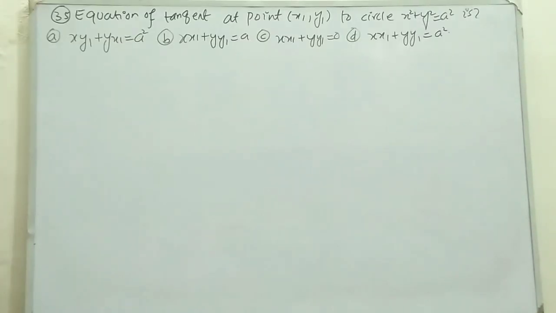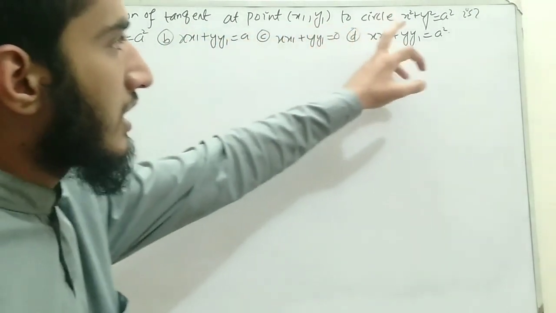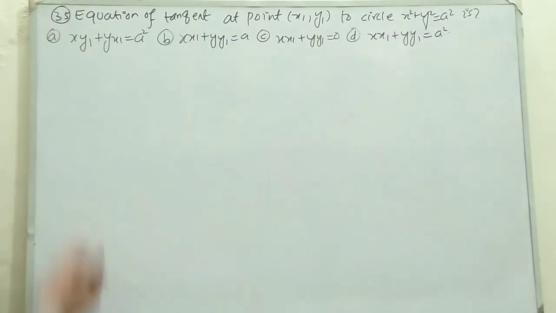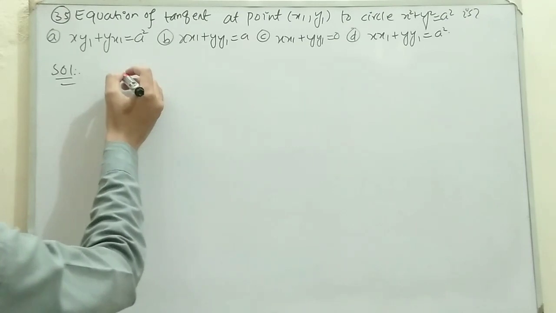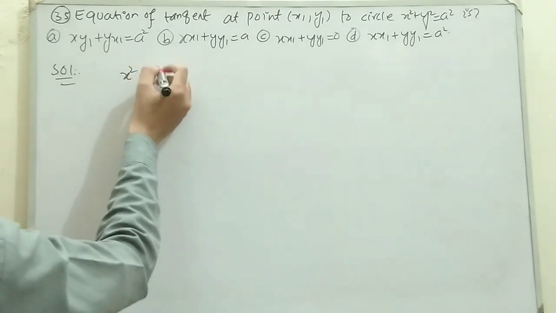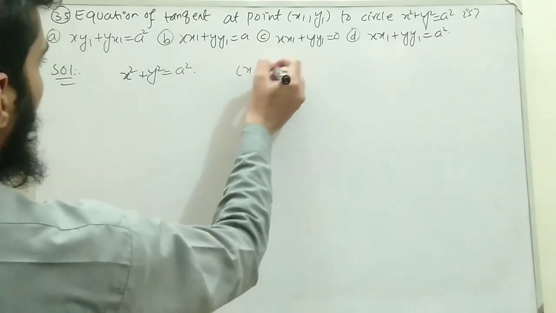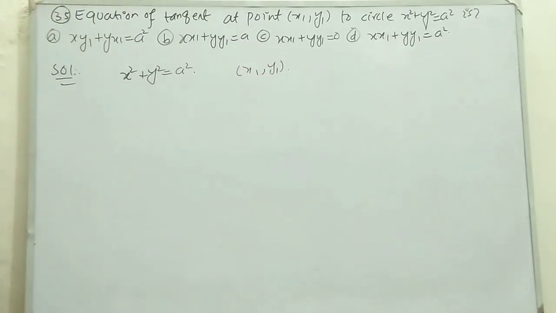Now move toward MCQ number 35. It tells that the equation of tangent at a point x1, y1 to the circle x square plus y square is equal to a square will be, and 4 options are given. Now move toward the solution of MCQ number 35. We have an equation of a circle given, x square plus y square is equal to a square, at a point x1 and y1, and they are talking about finding the equation of the tangent to this circle.